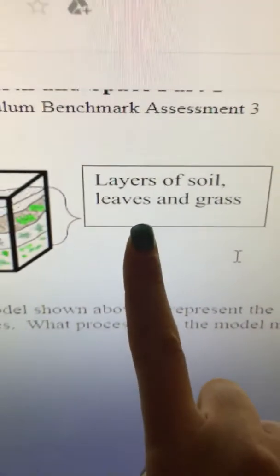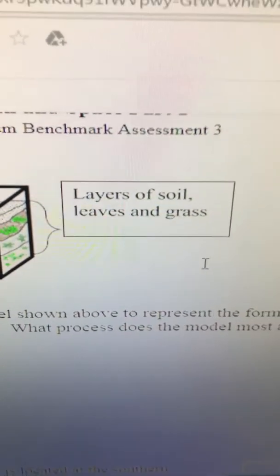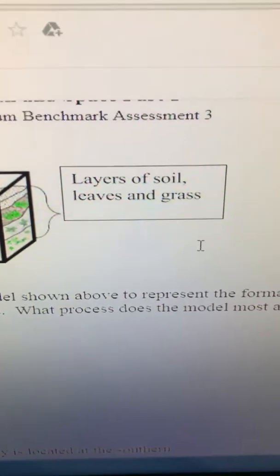A student makes the model shown above to represent the formation of one of the Earth's natural resources. What process does the model most accurately represent? A. Formation of water. B. Formation of rocks. C. Formation of coal. D. Formation of oxygen. On the picture, this says layers of soil, leaves, and grass.